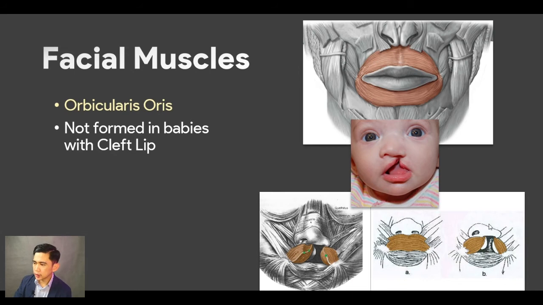So surgeons will typically repair this one, not only the skin of the babies, but we have to connect the orbicularis oris together so that the babies will grow up with a patent orbicularis oris. Okay, not only the skin but also the muscles underneath.